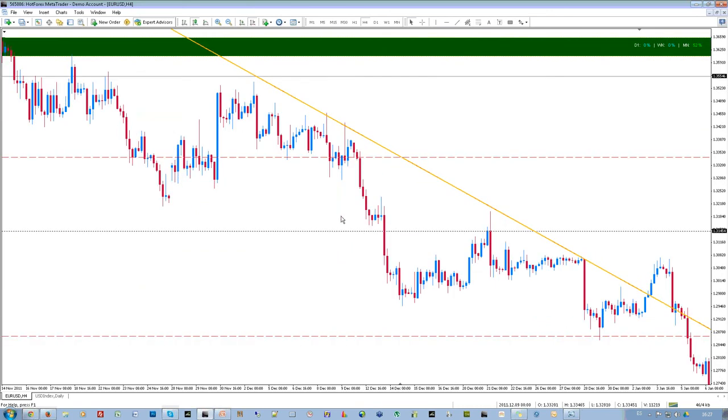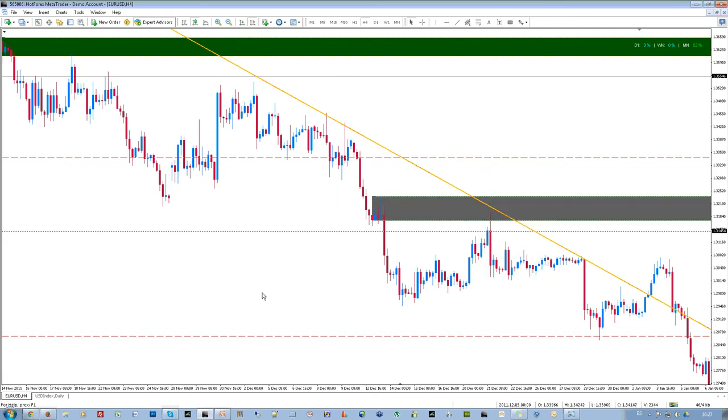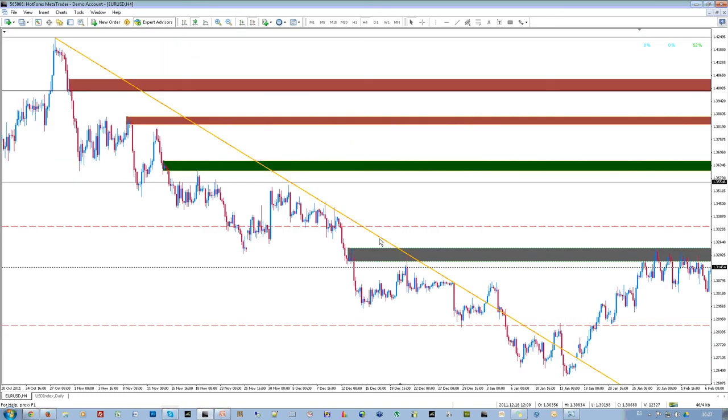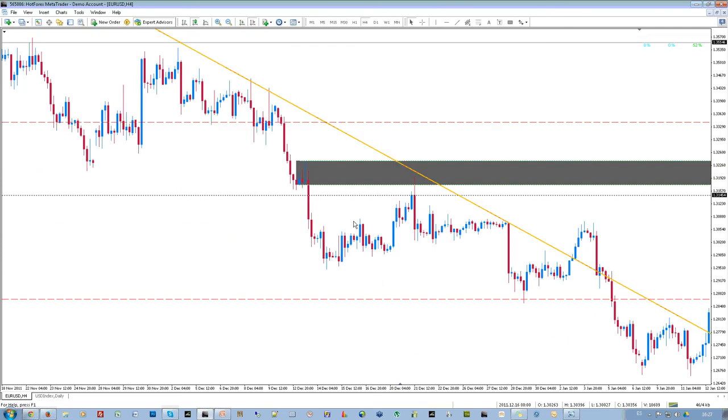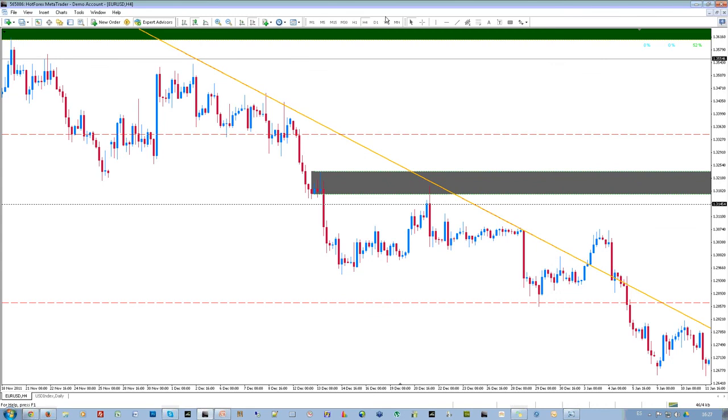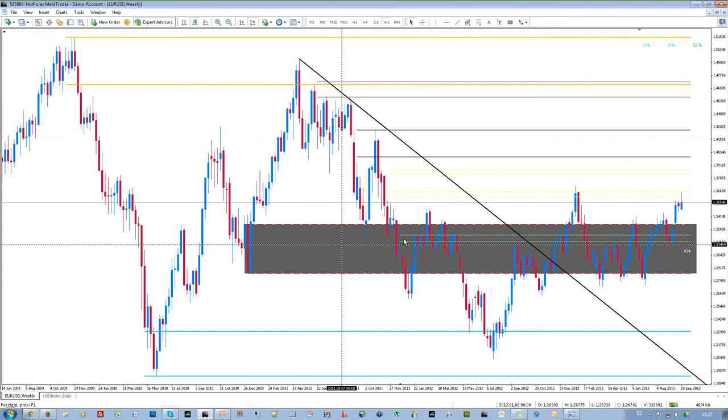So here we've got a level, as you can see, and it worked. But would it have been a valid entry? No, it wouldn't. Why not? Look at this. This is the demand area on the weekly. So we can't sell when we are on a weekly demand area. Look at this, where we were, right there.